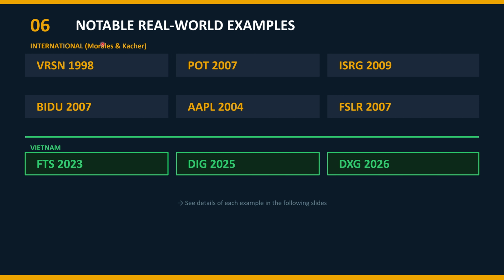We'll walk through each example in order of the charts on the slides. The international examples from 1998 to 2009 are drawn directly from the book to illustrate the original theory. The Vietnamese examples from 2023 to the present demonstrate that the method can be applied directly in the Vietnamese stock market and that pocket pivot is a consistently valuable tool, not tied to any specific time period.